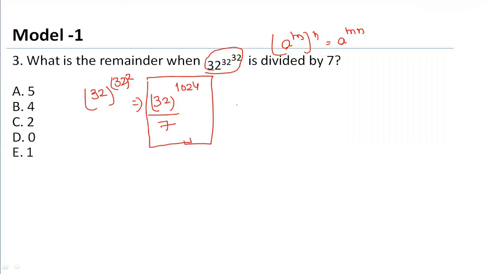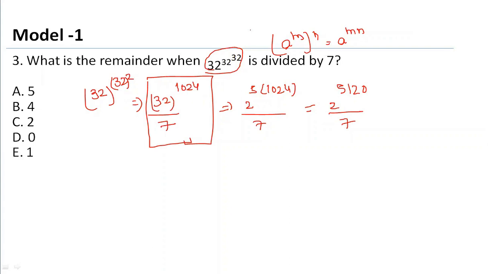Any which way we are going to apply the a power m by p logic, and a is greater than p means we'll again divide that 32 by 7 and then change the question. So rather than that, I'm writing the 32 as 2 power 5. Divided by 7. So 1024 into 5, you have to understand what is the value. Then the question is finally changing to 2 power 5120 divided by 7. So till this point, any doubt?